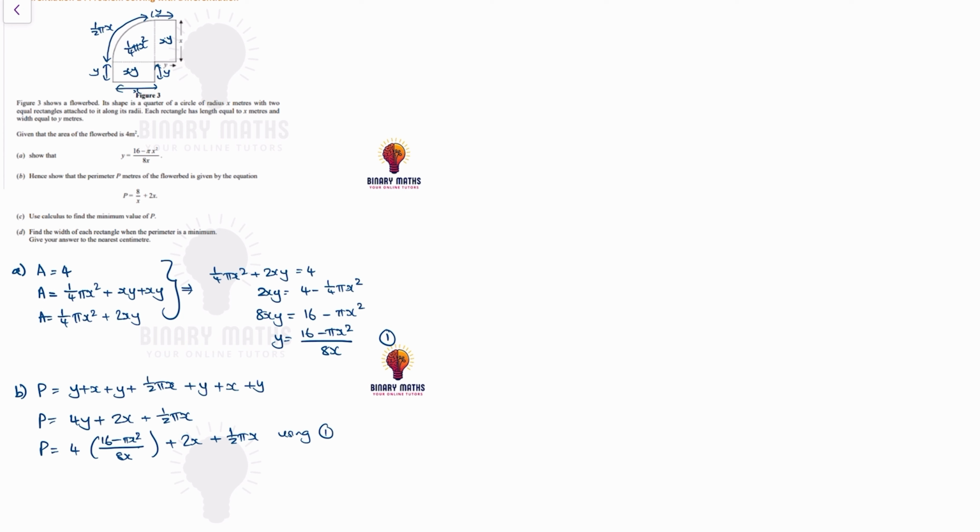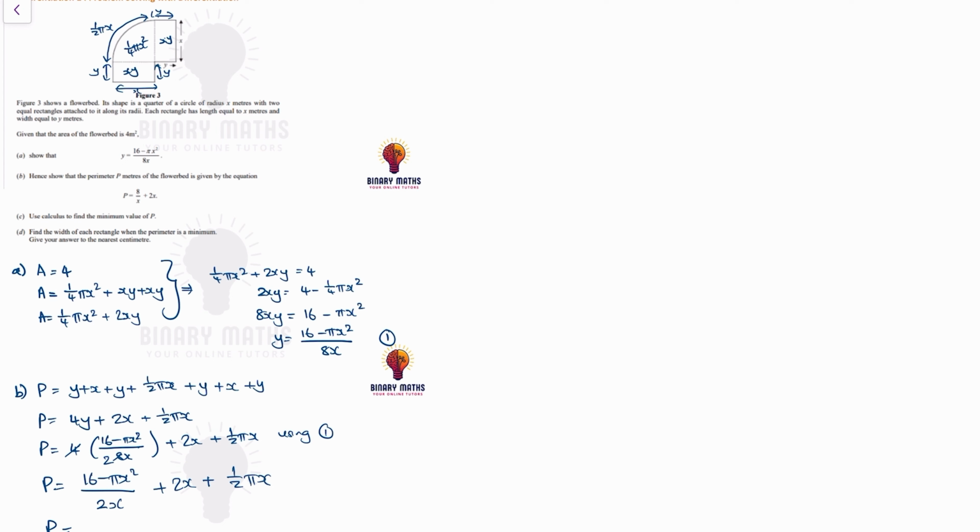Okay, so I need to simplify somehow. P is equal to 4 over 8x gives me a half. Let's just separate it out actually. 4 over 8x leaves me with a 2 at the bottom. So I can have it as 16 minus pi x squared. So the 4 cancels out here and that becomes a 2. So it's going to be 2x plus 2x plus a half pi x.